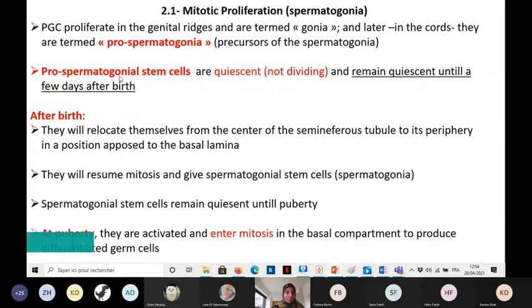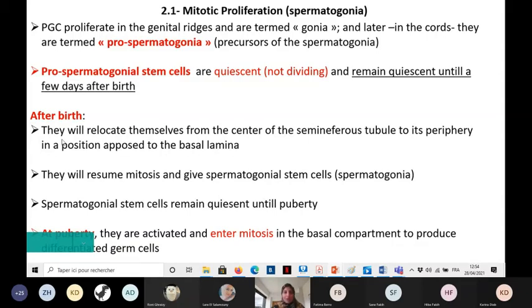Now after birth, those prospermatogonia, excuse me, they were in the middle of the seminiferous tubules. If you remember, we talked about seminiferous cords. The cords are not hollow from the inside. During all the embryogenesis, those seminiferous tubules will remain filled, and they don't contain a lumen during the embryogenesis. It's only after puberty that they will become hollow and have a lumen.